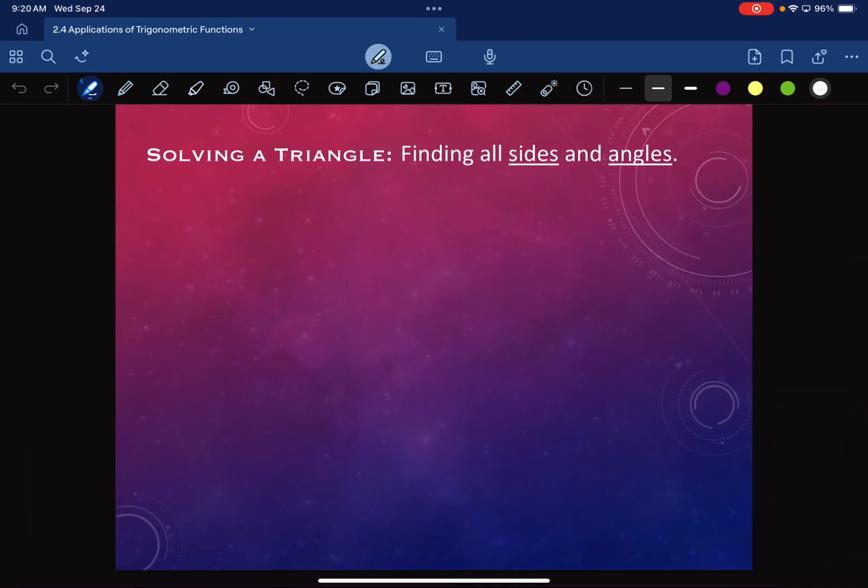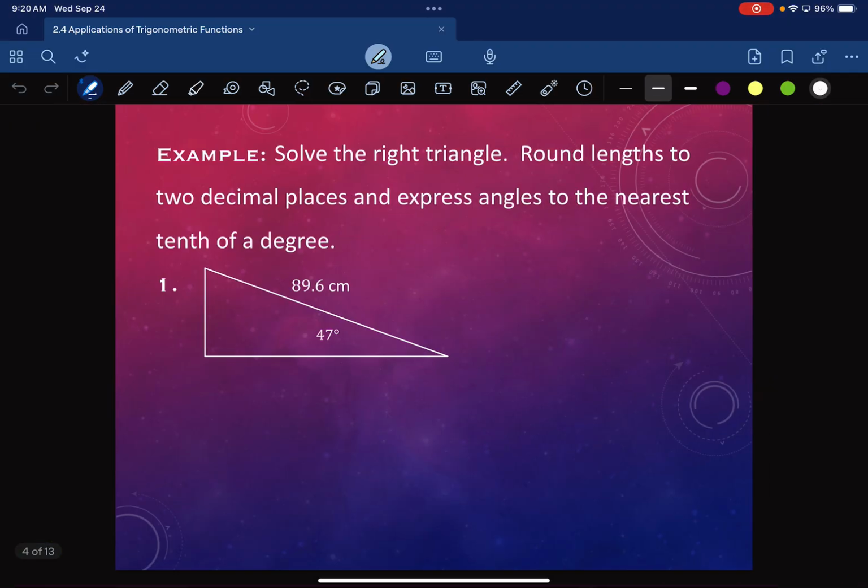So the basic idea that we're working with in this section, and we will revisit this idea later as well, is that we're going to be solving triangles. So solving a triangle simply means finding all the sides and angles. Now specifically in this section, we're going to be working with right triangles. We will later work with solving triangles that are not right triangles. So that's why I'm saying we're going to revisit this topic later. So everything in this section is going to be right triangles, just like we've been working with so far.